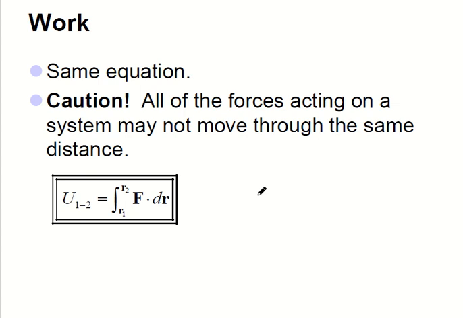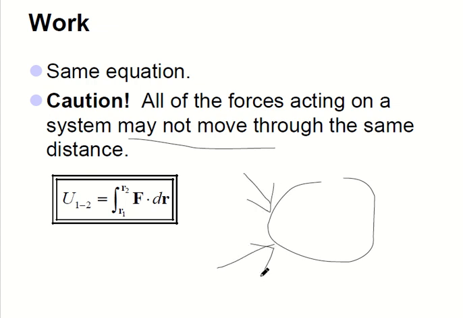That's just the work, and here is kind of like a review. The slides are. So this is just showing you the warning here. This is the work equation that we use throughout the book. So all of the forces acting on a system may not move through the same distance, because you have different forces at different angles. You know, so that's what it's telling you about.